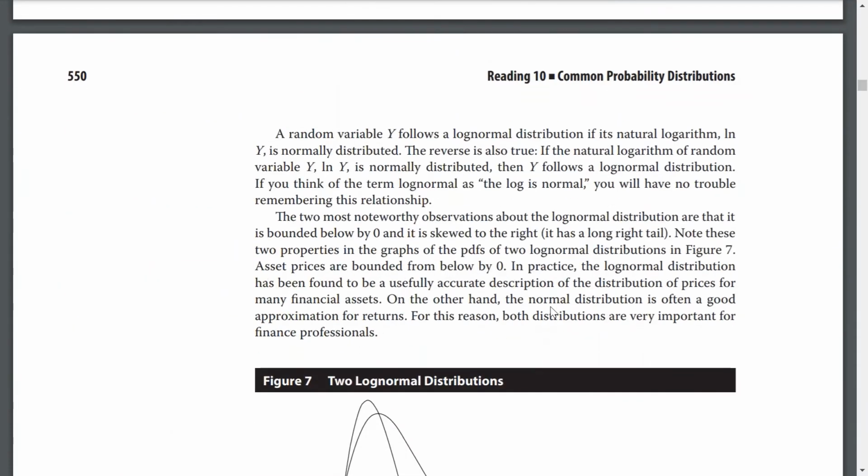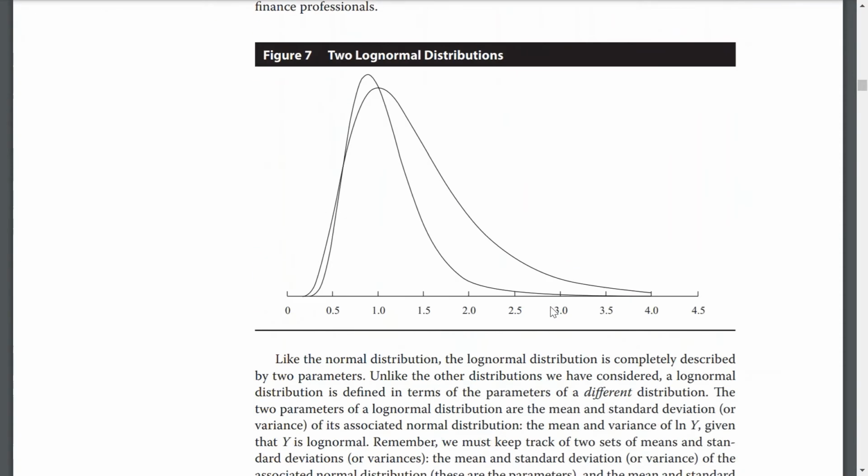A random variable Y follows a lognormal distribution if its natural logarithm, ln Y, is normally distributed. The reverse is also true. If the natural logarithm of random variable Y, ln Y, is normally distributed, then Y follows a lognormal distribution. If you think of the term lognormal as log is normal, you have no trouble remembering this relationship. That's a funny way to think of it, I guess. So just take the ln of it, and if it's a straight line, then you know it's lognormal.